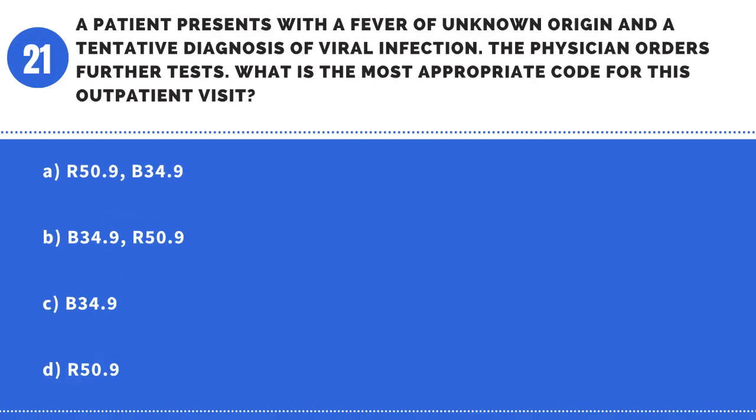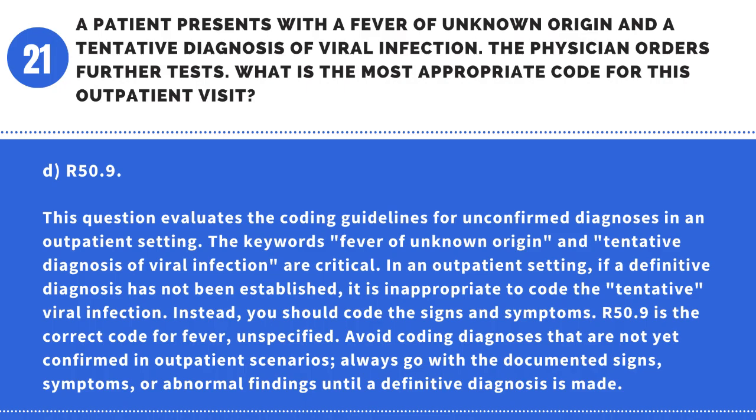Question 21. A patient presents with a fever of unknown origin and a tentative diagnosis of viral infection. The physician orders further tests. What is the most appropriate code for this outpatient visit? A. R50-9. B. B34-9. C. B34-9, R50-9. D. R50-9. Answer D.